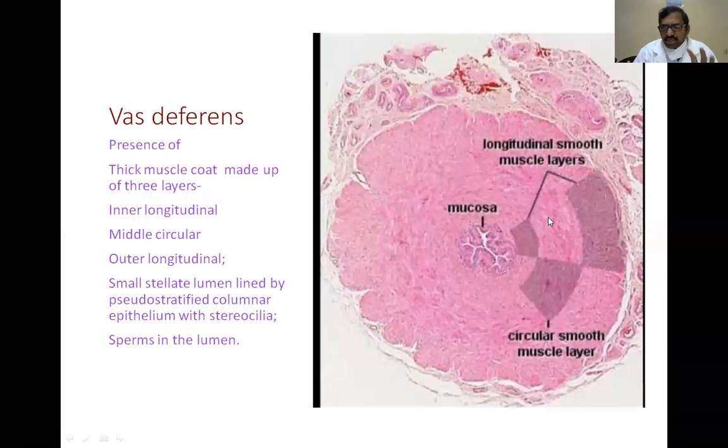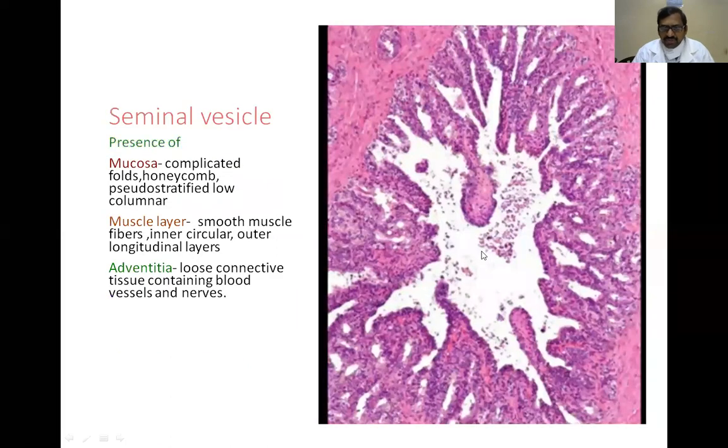They are arranged in three layers: inner longitudinal, outer longitudinal, and middle circular layer. This is the circular layer, and this is the outer longitudinal. This is the inner longitudinal, and this is the lumen.